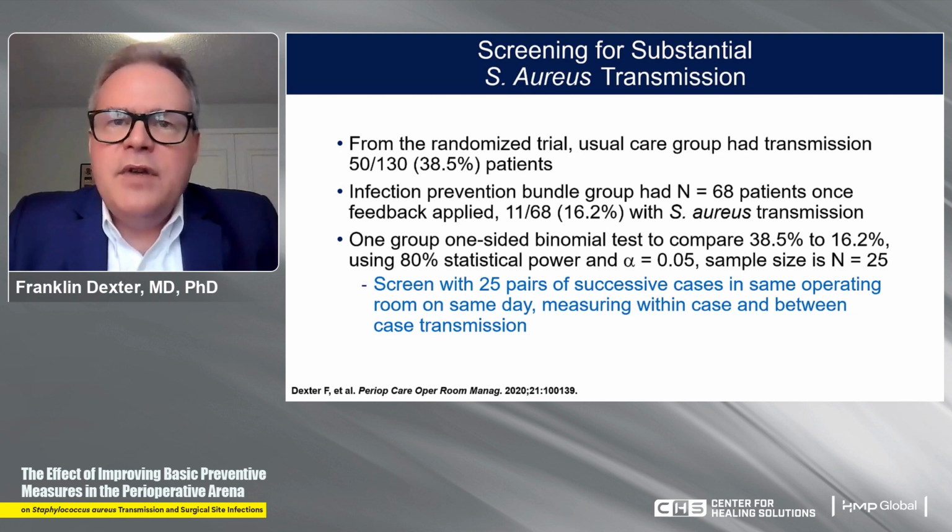It's 25 case pairs. A pair of successive cases in the same room on the same day. So that way you're measuring Staph aureus transmission not only within case, but also from one case to the next. So suppose the population's 3 rooms, all of the same specialty. So for example, it's 3 rooms of orthopedics. You'd use the first and the second cases of the day in each room. You'd get 25 case pairs probably collected in about 2 weeks of sampling.